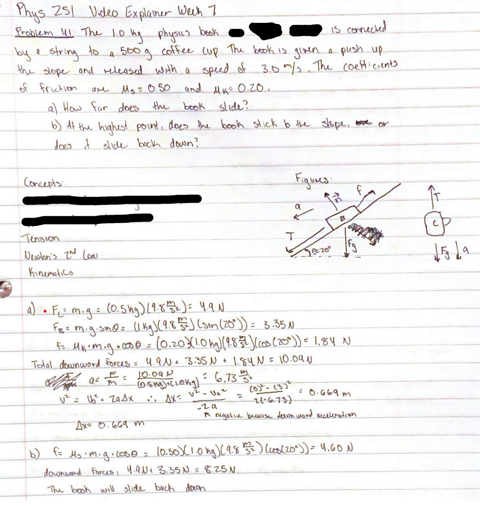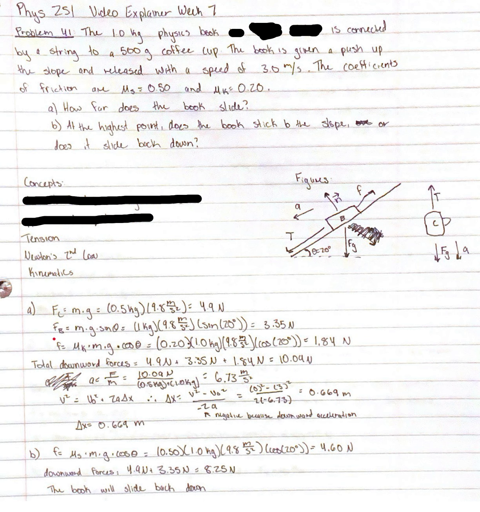Now moving on to our solution, we need to solve for the total distance that the book will slide, but before we can do that, we need to solve for acceleration, but even before we can do that, we need to solve for the total downward forces. To start, we solve for the force of the cup, which is just the mass times gravity, which is equal to 4.9 newtons.